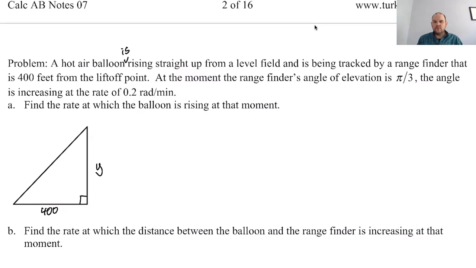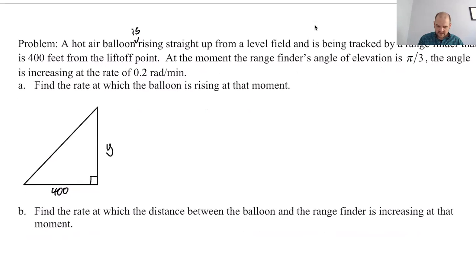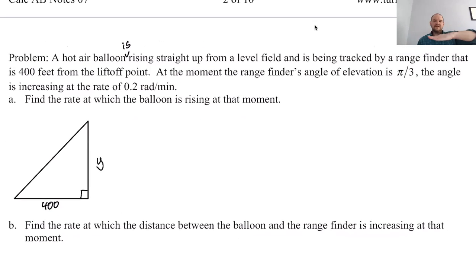So what are we doing? We have a theta, right? Because you're tilting to keep the thing in view, so I'm going to say that this is theta. And we know that theta is pi over 3. We know that the rate of change of theta, d theta dt, is positive 0.2 radians per minute. You have to be in radians. If you're not in radians, the derivatives of the trig functions don't work, right? So we have to use radians for this, but everything was given in radians, which is really nice.